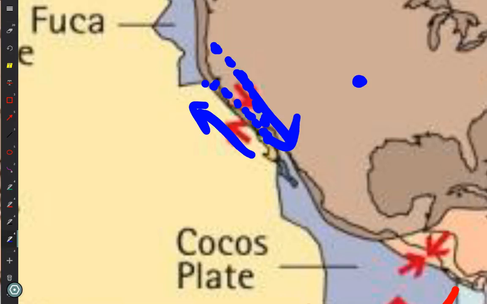Was California underwater? No. If it fell into the ocean, it would just be, it's now part of the Pacific plate instead of part of the continental plate.